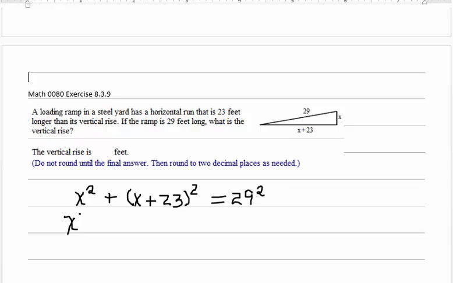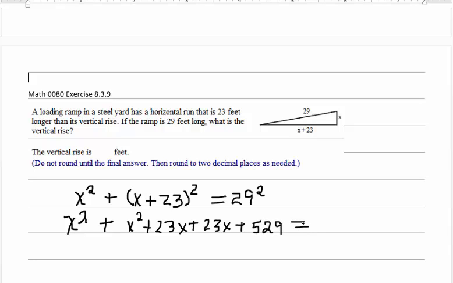So remember, when we square a binomial, we're using the distributive property twice. So we're actually multiplying x plus 23 times x plus 23. So x has to get multiplied by x plus 23, giving me x squared plus 23x. And then 23 would have to get multiplied by x plus 23. I get another 23x plus 23 squared. And when I square 23, I get 529.